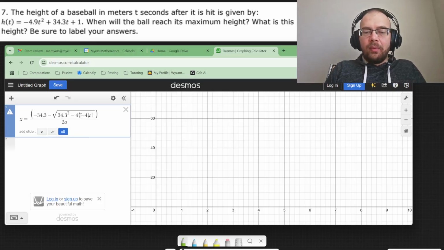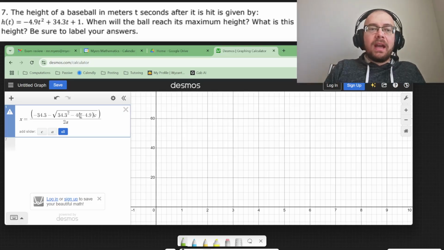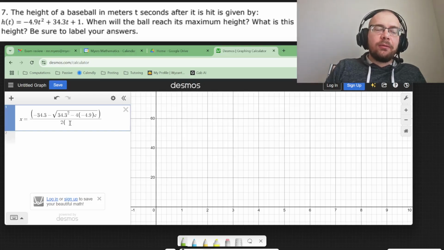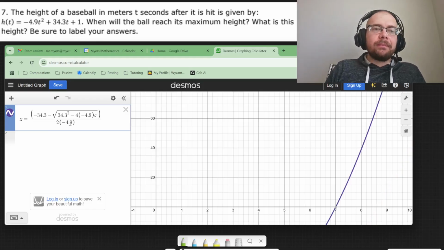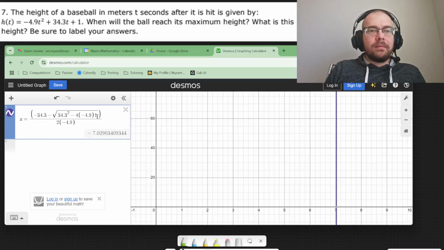Negative 4.9. Now, if you're using a scientific, you might want to just type this in all at once rather than see the formula. But seeing the formula was just for your benefit in case you haven't memorized it yet. I would recommend memorizing it. You use it a lot. I mean, you use it all the way through calculus if you're going to go that far. So let's see. The only thing I haven't plugged in yet is C. C is 1. And there we go.